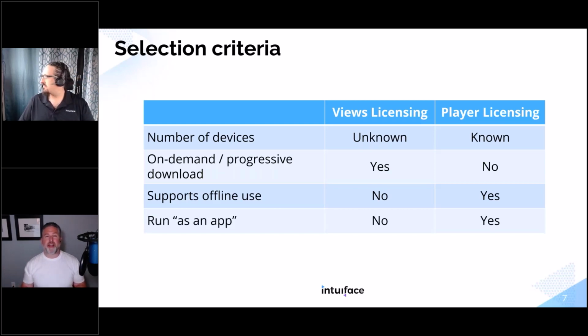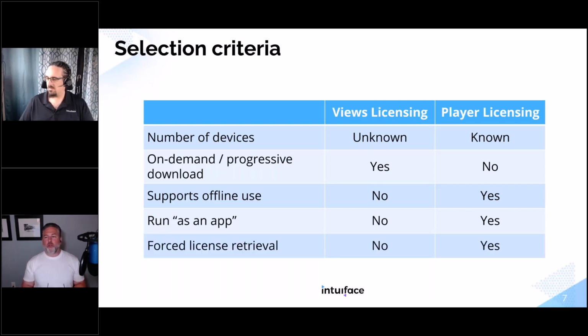This notion of running as an app, progressive web apps, that needs to be player licensing. It has to be. Again, the presumption is it's a finite number of uses. It's a known number of people, of devices that will be running it as an app. Player licensing, you cannot use views licensing if you want to run as that kind of standalone progressive web app.